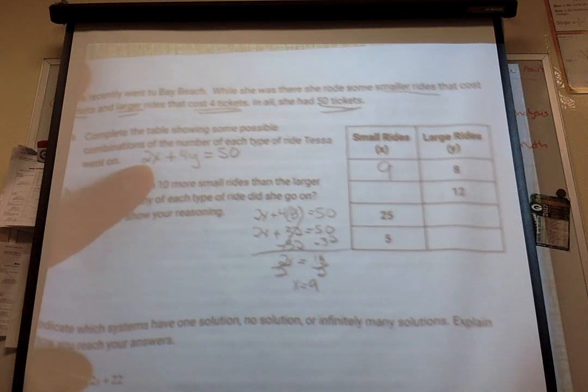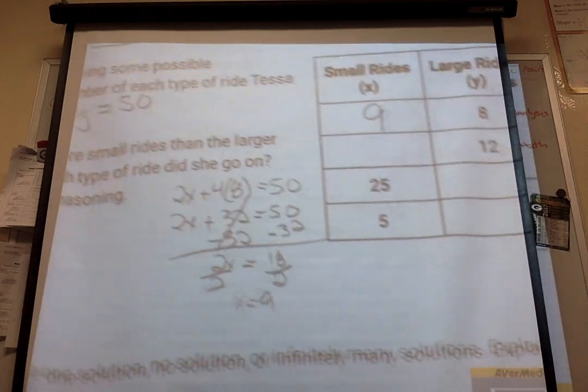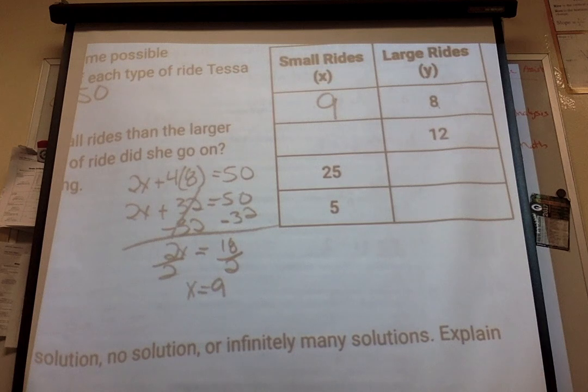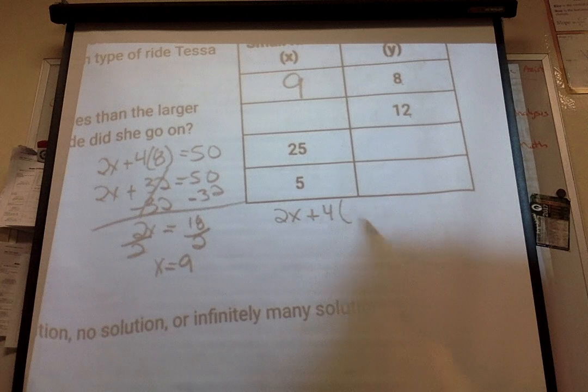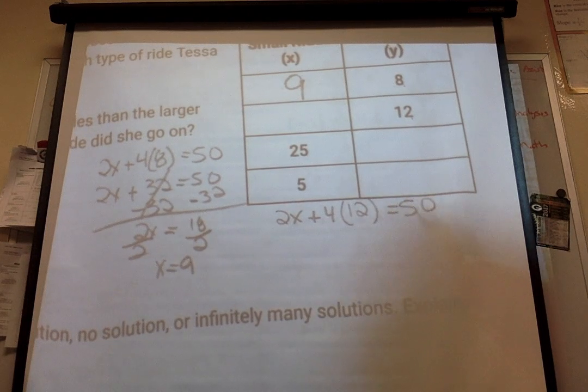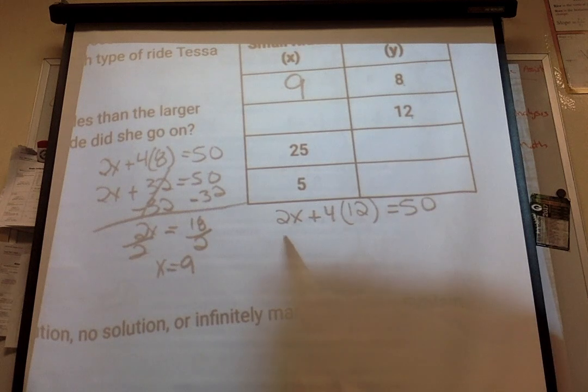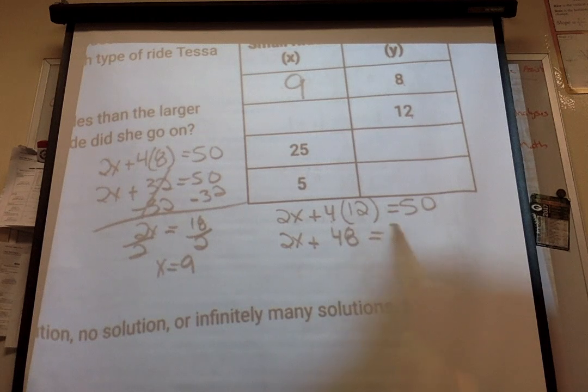Okay, let's move on to the next one. This time we're using 12 for our y. So I'm going to use the same exact equation that we had before. So it's going to be 2x plus 4 times the large rides. Well, we know that we went on 12 of them, so I'm going to put 12 in for my y. I'm going to set that equal to 50. Nothing we can do with the 2x, plus 4 times 12 is 48 equals 50.